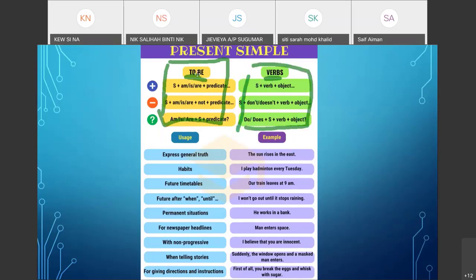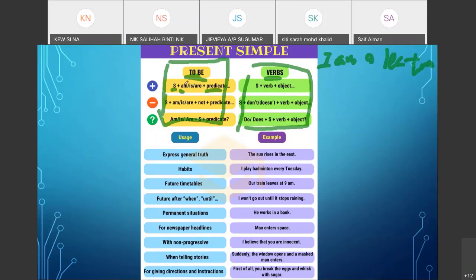Okay? So if you want to write a subject like I, he, she, the lecturer, the student, you will match with am, is, and are. So if you look at am, is, and are, it is the simple present tense. For example, I am a lecturer. So this is the simple present tense. I am a lecturer. So I will use this sentence structure.